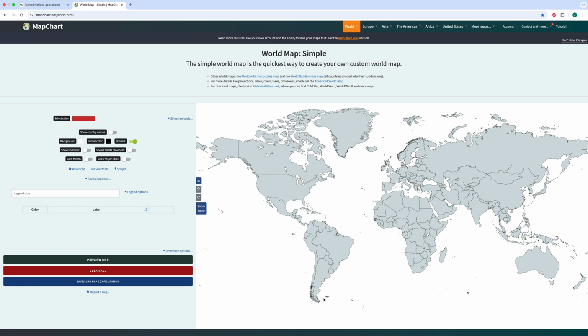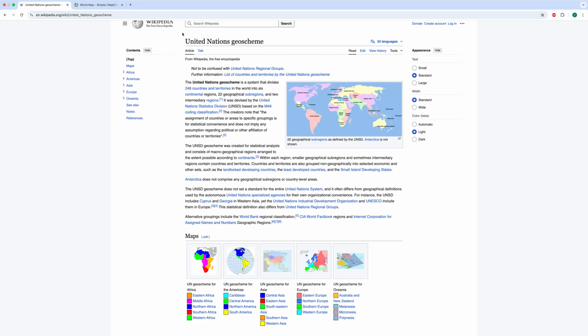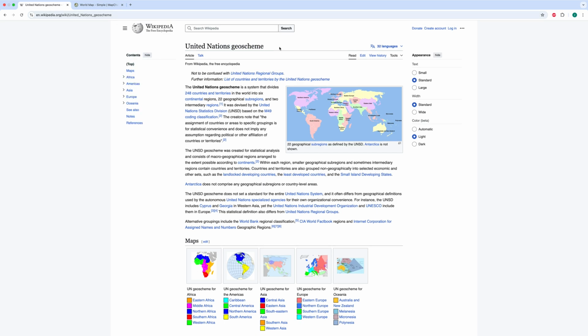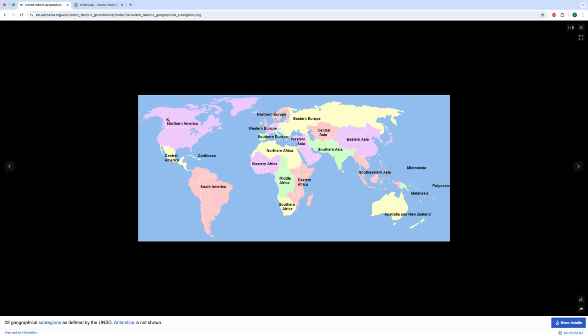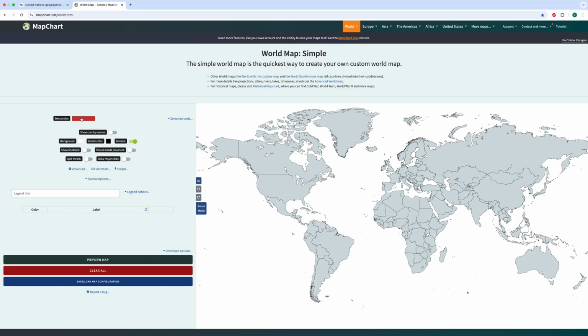Today I'm gonna be talking about the United Nations Geoscheme. This is how the United Nations divides the world. Obviously we have Northern America, Central America, Caribbean, South America, and the rest of these we'll be talking about in this video. So this is a guide.